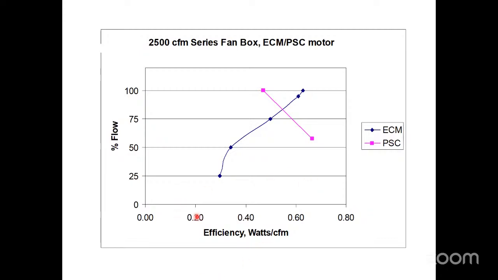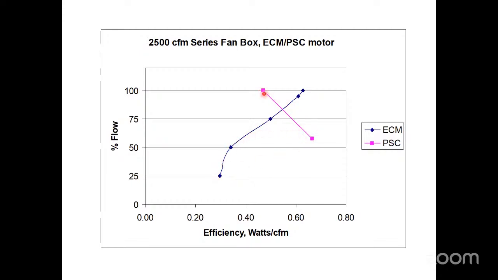So on this chart, we have watts per CFM on the bottom, and we have flow up the vertical axis. My red dot is 100%. If I'm going to run 100% of the airflow of this fan, this PSC motor would use less energy than this ECM motor. But as I start ramping this down, when I get below, I'll make up a number, 82% capacity and below, all of a sudden the ECM motor is using way less energy than the PSC motor.